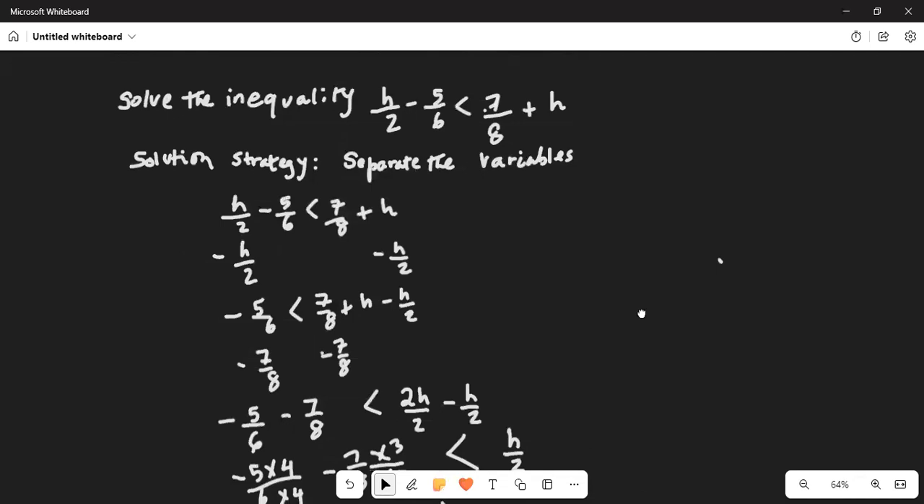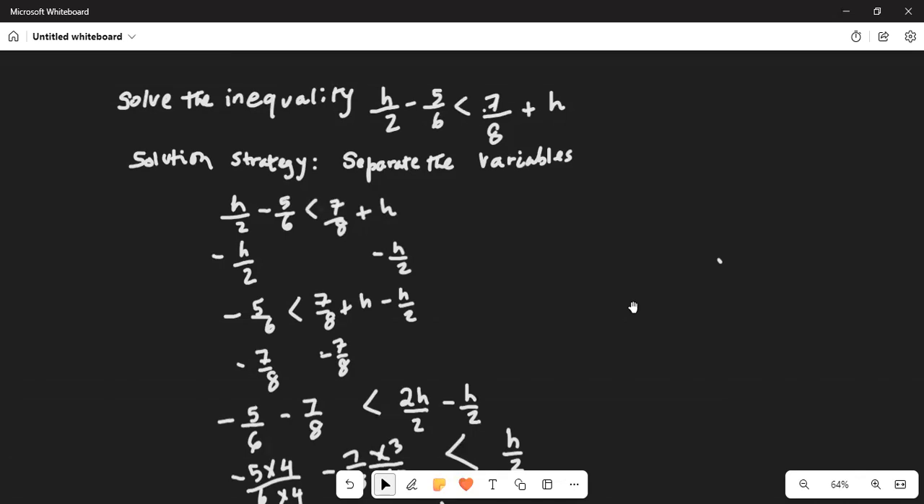So my solution strategy initially was to separate the variables. I was given h/2 minus 5/6 less than 7/8 plus h. So I'm going to move the h's to the right-hand side of the inequality and keep the numbers on the left-hand side. So I subtract h/2 on both sides of the inequality.